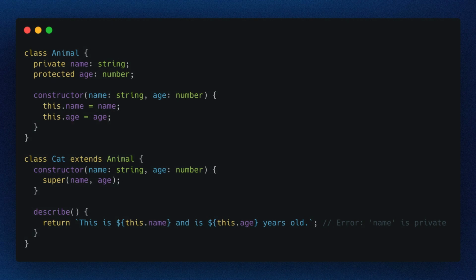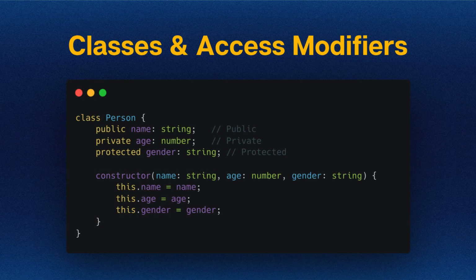Let's see how private and protected members work. In this example, Cat extends Animal. While it can access the protected age property, it cannot access the private name property, illustrating the control over member visibility. Classes and access modifiers are fundamental in TypeScript for building robust and maintainable object-oriented applications.